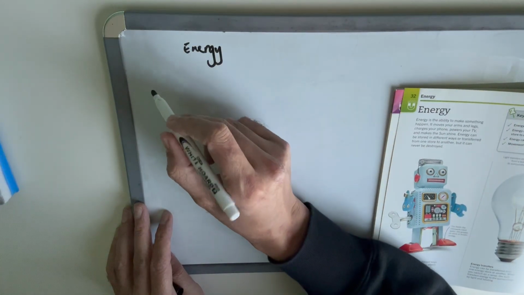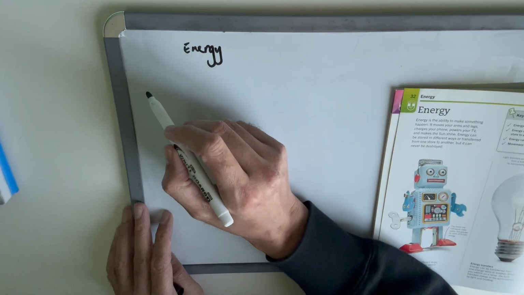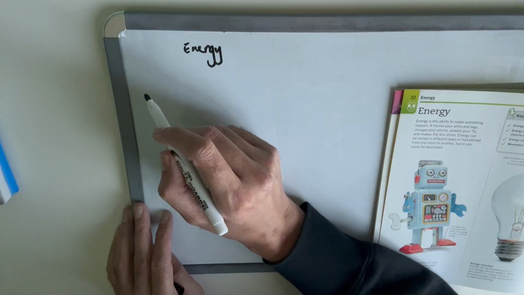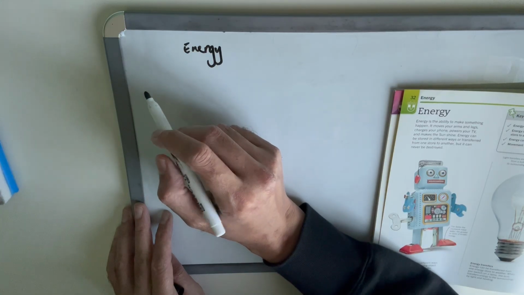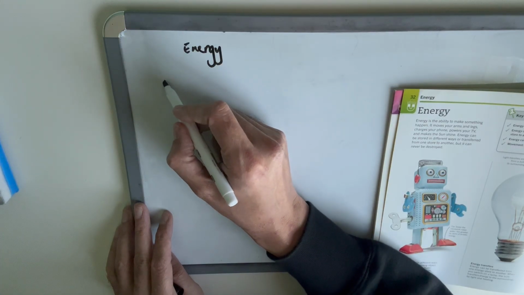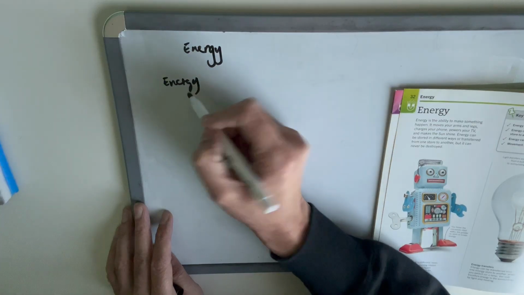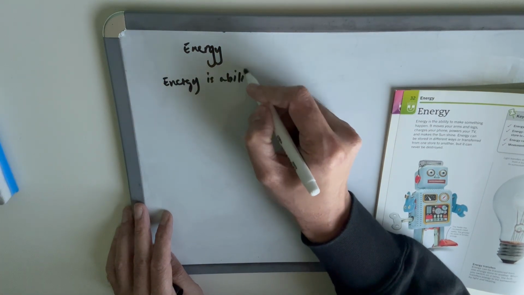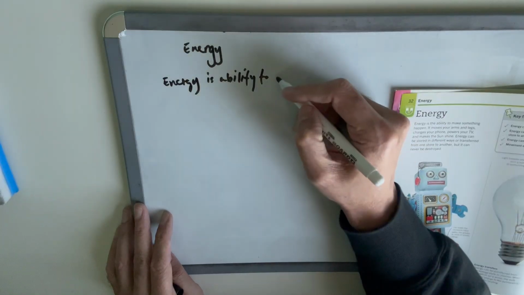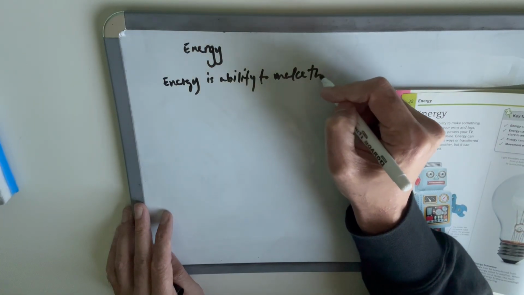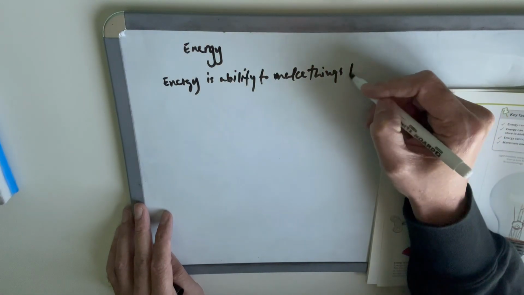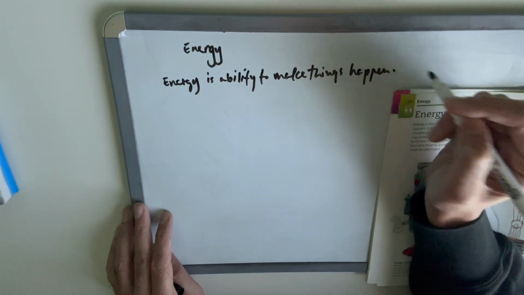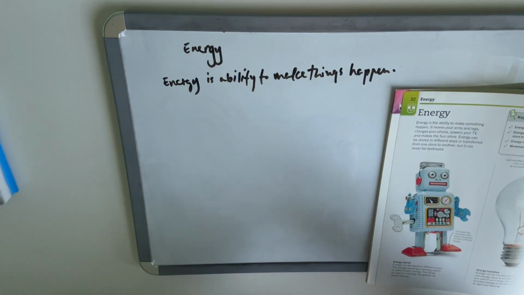I would write the word energy, and underneath it I would write what I would read. So for example, energy is the ability to make something happen. So for that I would just try and remember: energy is ability to make things happen. And I would continue like this for the rest of the book.